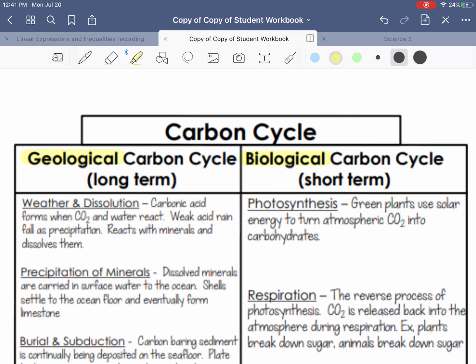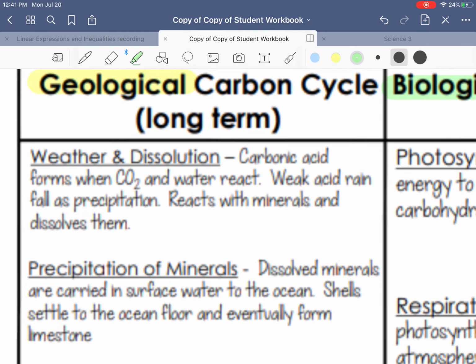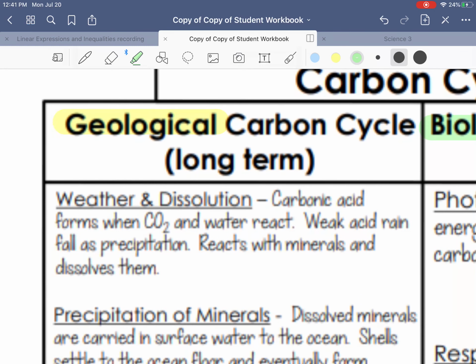So the first thing that we're looking at with long-term factors under the Earth carbon cycle, there are two things here. We have weather, which we're all familiar with, and dissolution. When you think about dissolution, think of the word dissolve. They're in the same family. So let's see what this process is talking about. What does weather and dissolving have to do with the carbon cycle?